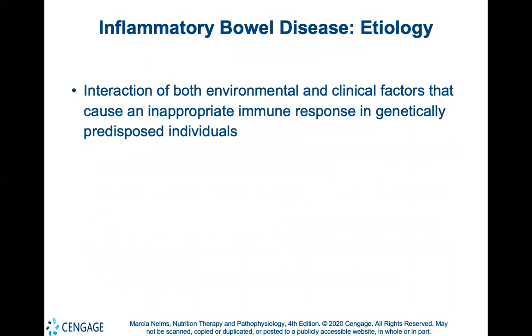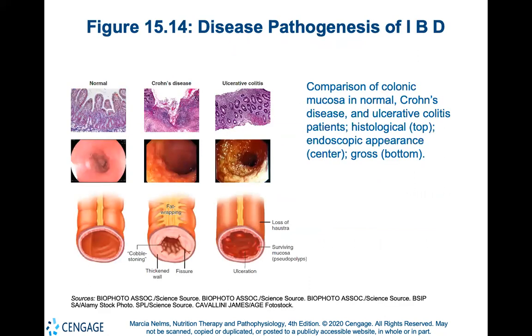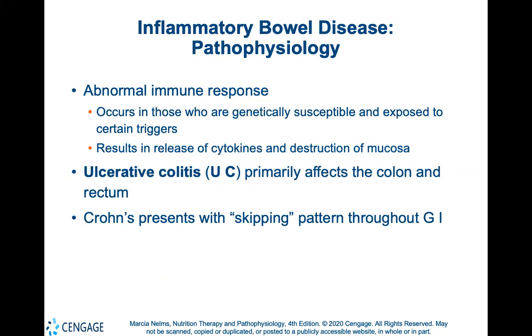Inflammatory bowel disease, interaction of both environmental and clinical factors that can cause an inappropriate immune response in genetically predisposed individuals. So figure 15.14 talks about the disease pathogenesis of IBD. So it's a comparison of colonic mucosa in normal, Crohn's disease, ulcerative colitis patients. So you could just pay attention to that as a review. So this is the inflammatory bowel disease pathophysiology.